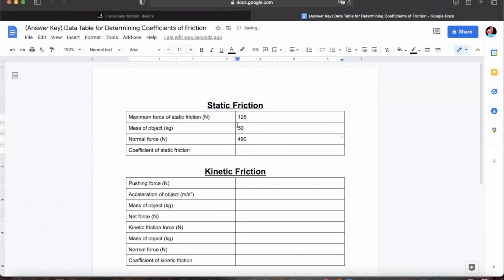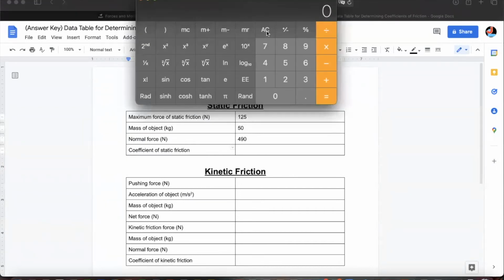And remember that the maximum force of static friction is equal to the normal force times the coefficient of static friction. That means that the coefficient of static friction is equal to the maximum force of static friction divided by the normal force. So it is equal to 125 divided by 490, which is approximately 0.26.